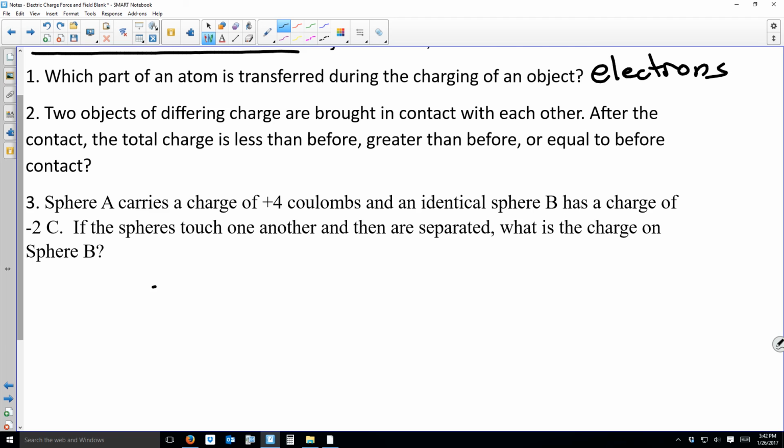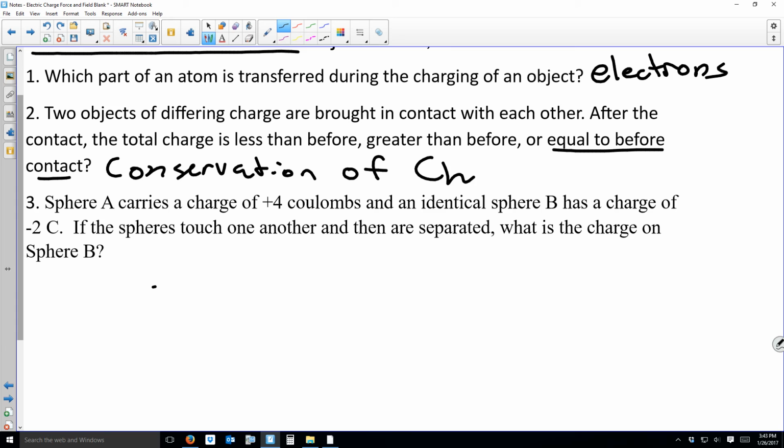Second, if two objects of differing charge are brought in contact, after, the total charge has to be equal to before. We have the conservation of charge. Charge is conserved. It stays the same overall. Individual objects can gain and lose charge, but your system of objects, all the objects you're talking about, cannot lose any charge.